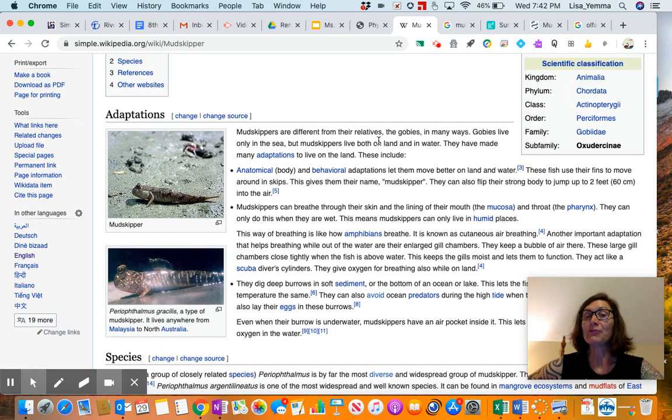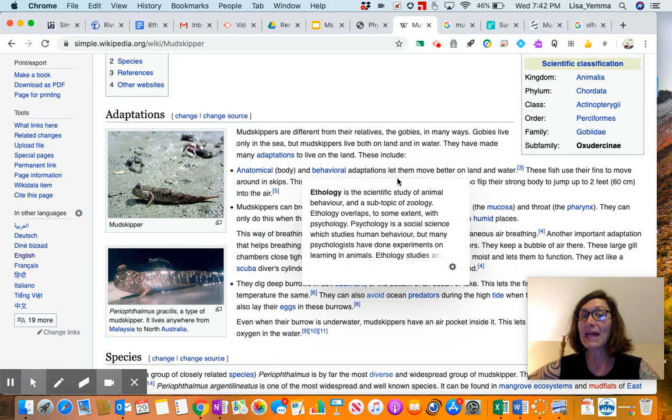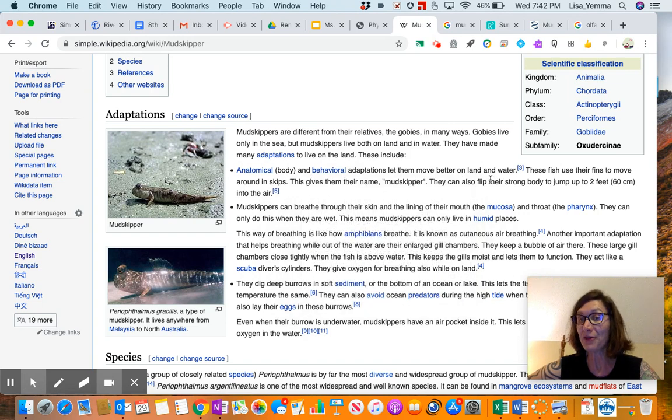Mudskippers are different from their relatives. There's gobies, and gobies are fish. But because mudskippers can live on both land and water, that is a cool adaptation. So what about the mudskipper's body structure or behavior allows it to live on land? That's what you're trying to find out. So the anatomical and behavioral adaptations let them move better in land and water.